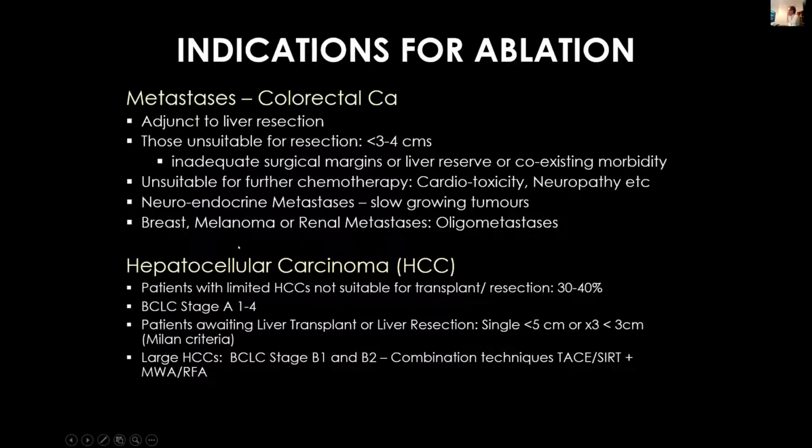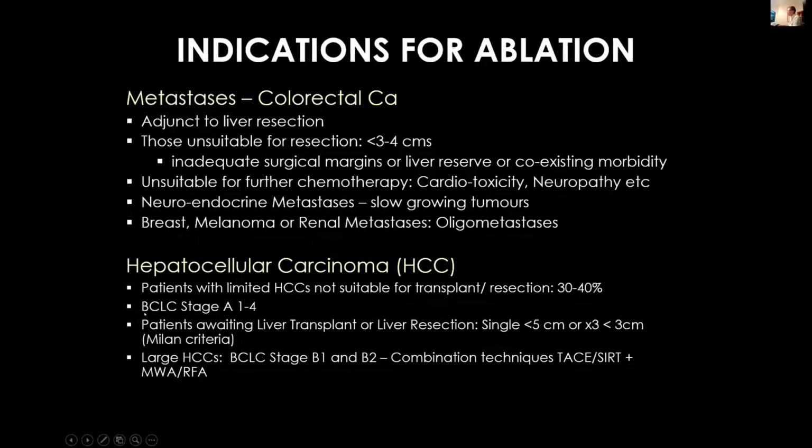The other category of patients that we do ablations in, for liver metastases, are from breast, melanoma, and renal carcinoma for oligometastasis, meaning when the number of lesions is small and they're less than 3 centimeters in diameter, and most importantly, if the disease has been stabilized by systemic treatment over a period of 3 to 6 months. The other large category of patients that we do ablations in, obviously, are the hepatocellular carcinomas. These are patients with limited HCCs, not suitable for transplant or resection, and that represents about 30 to 40% of the cases that we do.